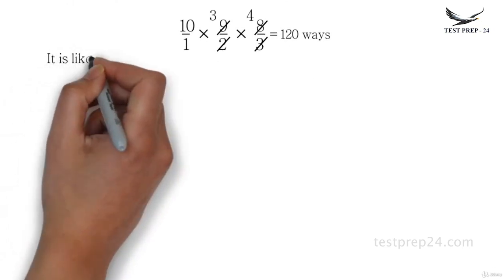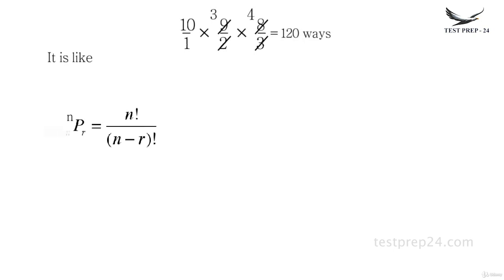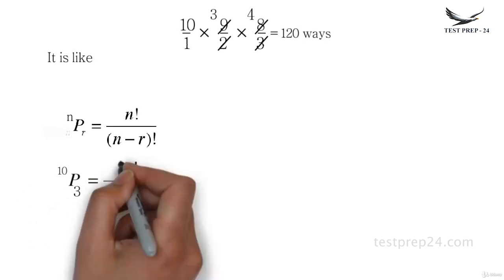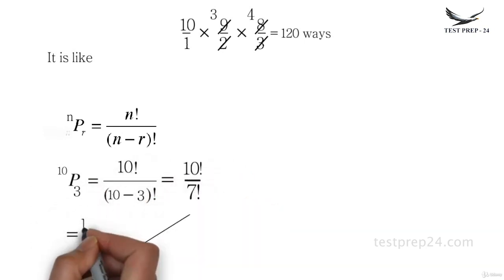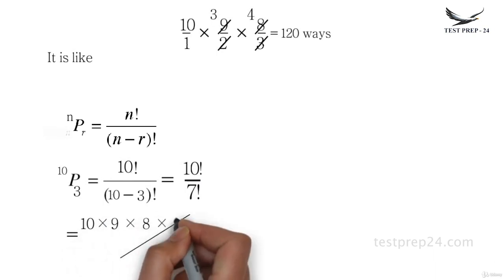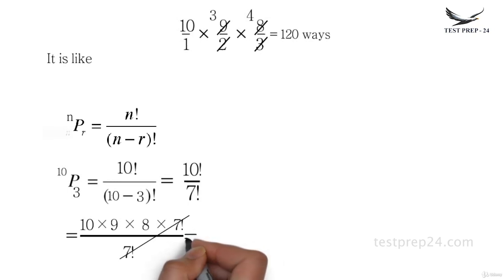These slots we are using are similar to your formulas. You know nPr is equal to n factorial divided by (n minus r) factorial. When you apply it to your question, it will be 10P3. 10P3 is 10 factorial by (10 minus 3) factorial, so it is 10 factorial by 7 factorial. If you cancel the 7 factorial in the numerator and denominator, you get the same thing, which is 10 into 9 into 8.